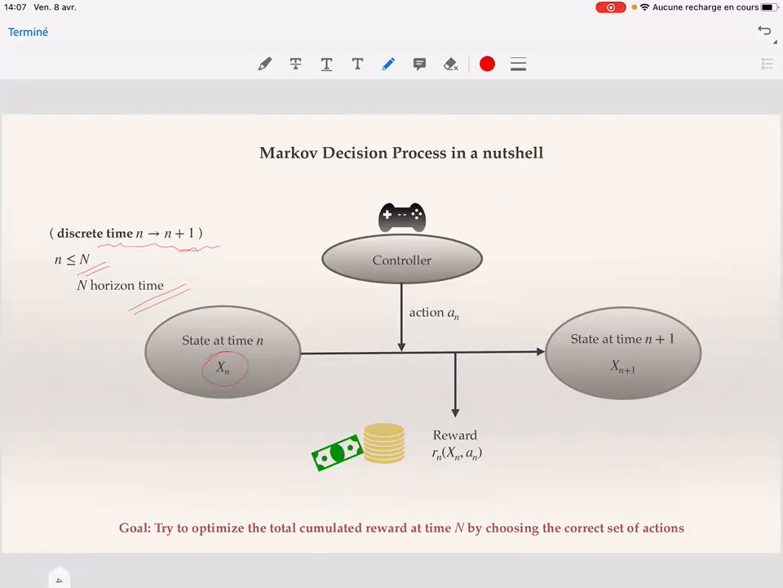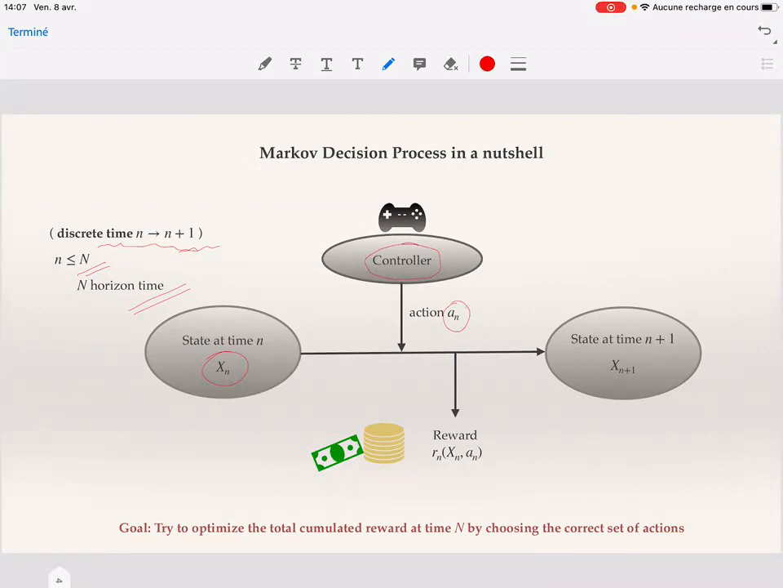And then what will happen is that there is some controller, some body or some agents, economic agents or some institution and so on, which can make some actions. We can perform some actions on your system. And the action at time n is usually denoted by an.